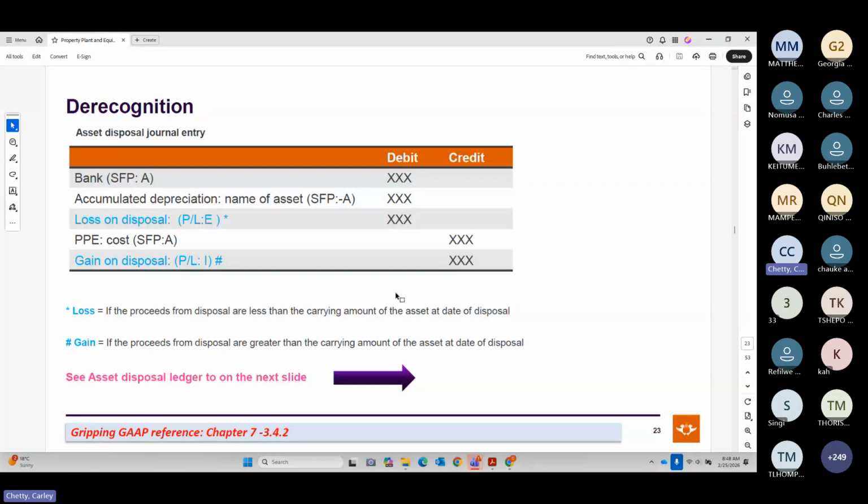So we will have a loss if the proceeds from disposal are less than the carrying amount of the asset at the date of disposal. However, we'll have a gain if the opposite is true. We'll have a gain if the proceeds from disposal are greater than the carrying amount of the asset at the date of disposal. So this shows the journal entry, but let's have a look at the asset disposal ledger on the next slide.